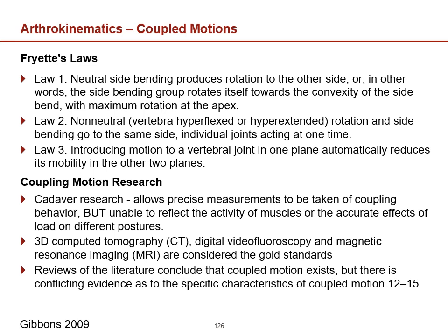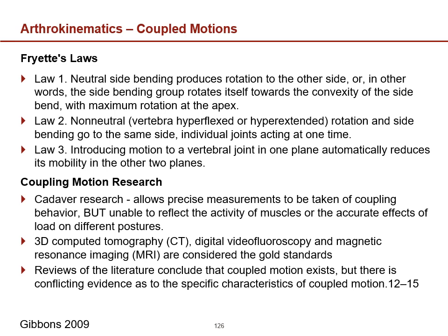Okay, it's hard not to talk about coupled motions without talking about Fryette's Laws. So he has 3 of them. Law 1, a neutral spine. If the spine is in otherwise stacked or neutral position, then side bending produces rotation to the opposite side, which is our type 1 coupled motions that we discussed in the last slide as defined by the osteopaths. Or in other words, the side bending group rotates itself towards the convexity of the side bend with maximal rotation at the apex.